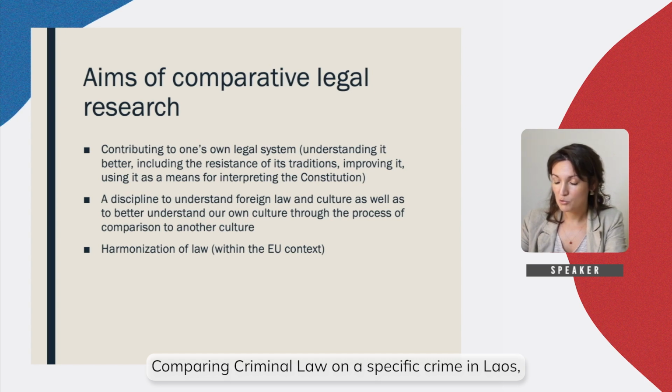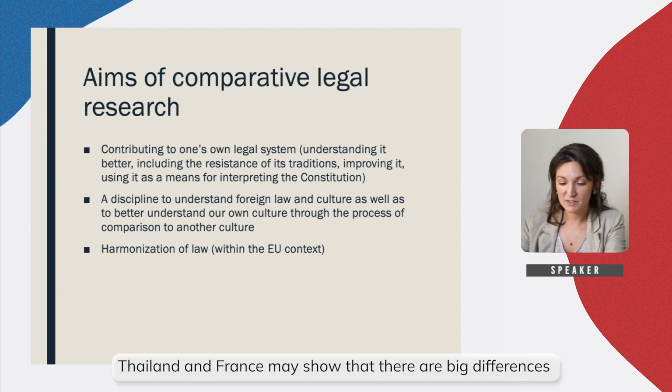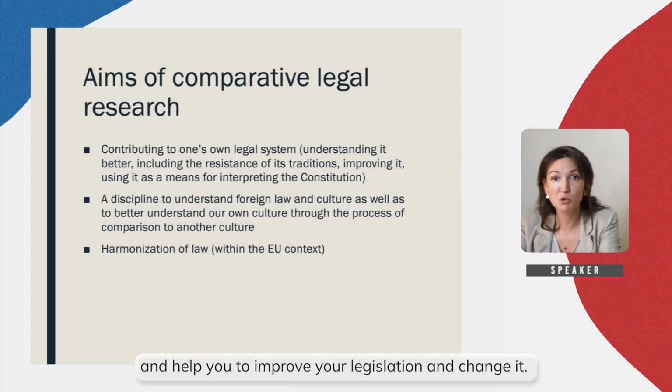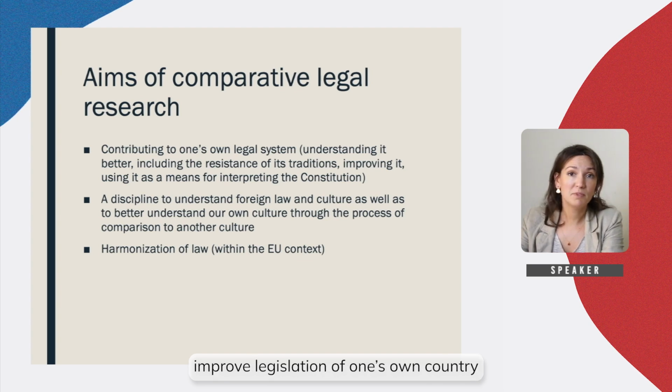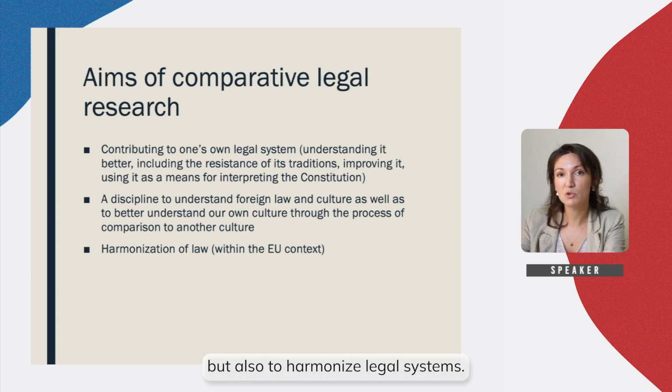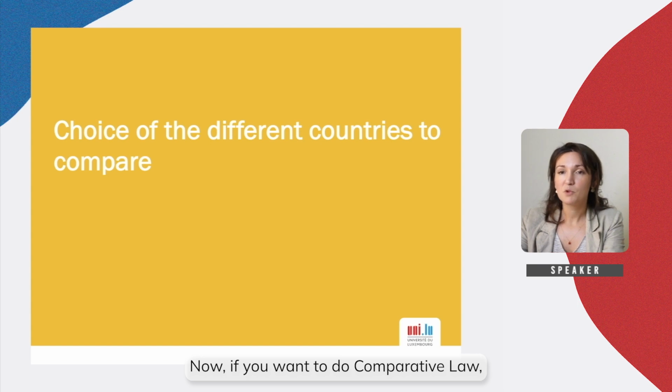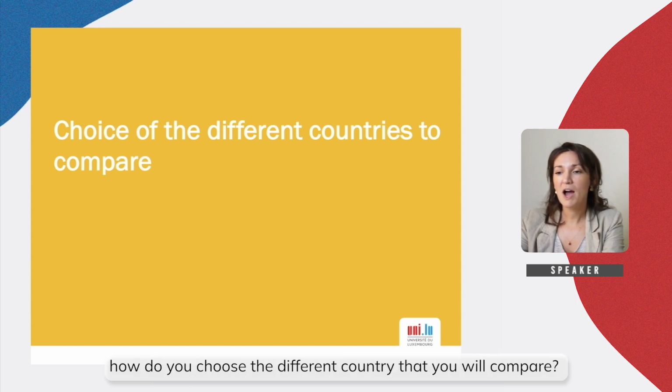Comparing criminal law on a specific crime in Laos, Thailand, and France may show that there are big differences and help you to improve your legislation and change it. So remember that it can be used to reform, improve legislation of one's own country, but also to harmonize legal systems. Now, if you want to do comparative law, how do you choose the different countries that you will compare?